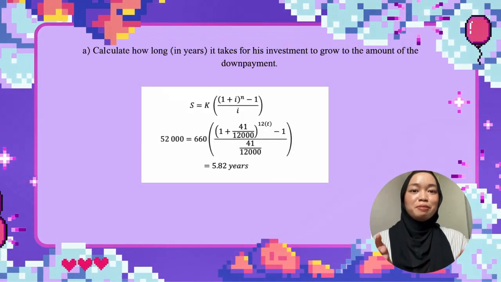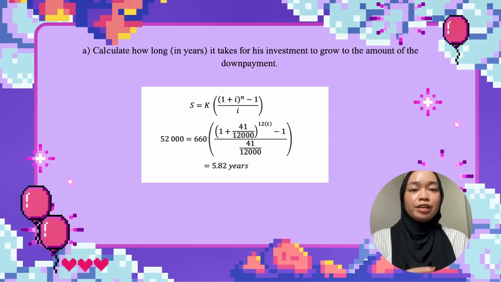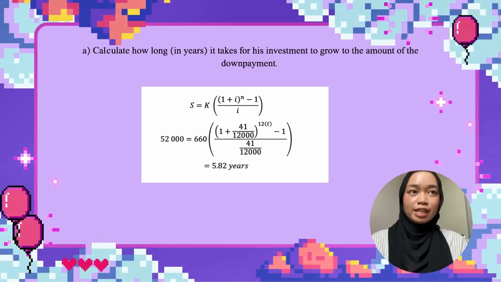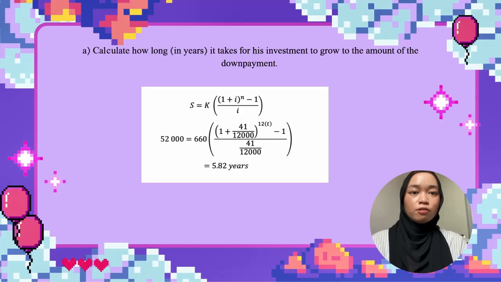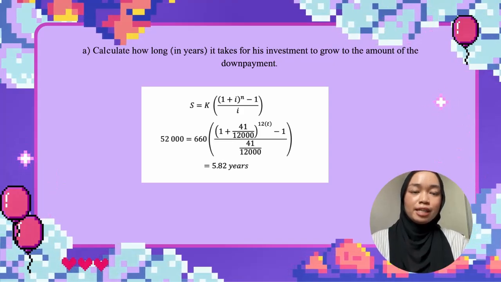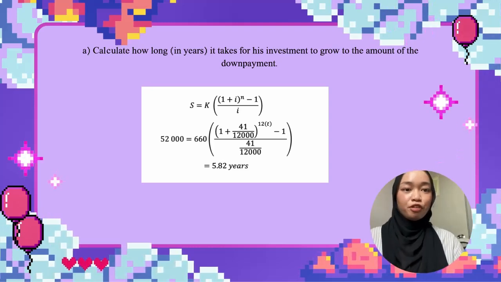Okay, so I will explain about my part for question 2a. I found that my M is equal to 12, my R is 50% times 4,400 equal to 660. And my I is 41 over 12,000 and my K is 0.041. My N is 12 in bracket T. So we are using formula S.